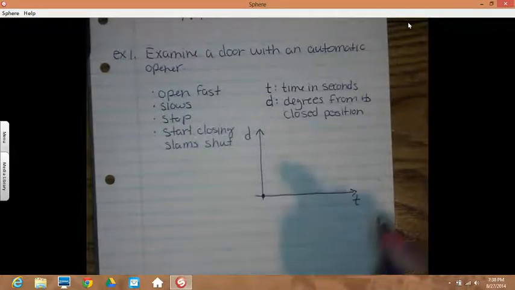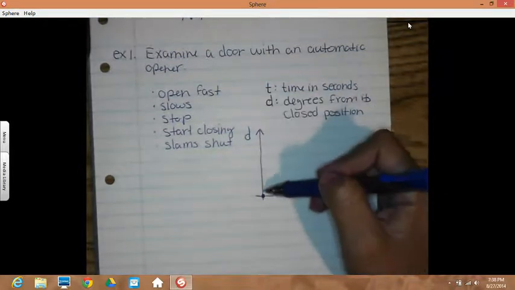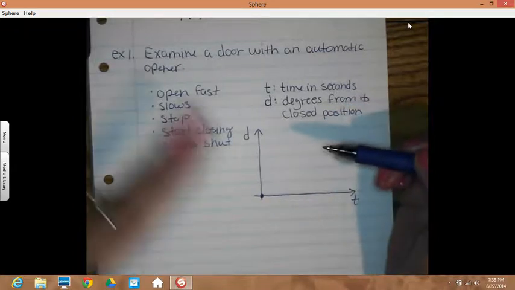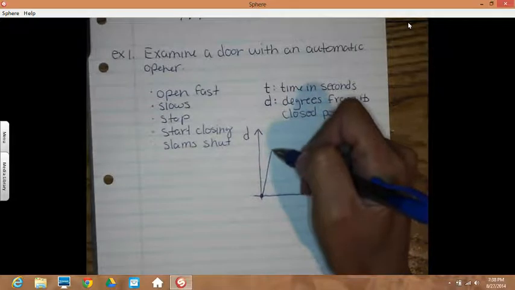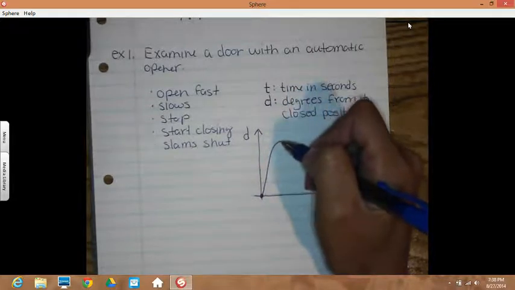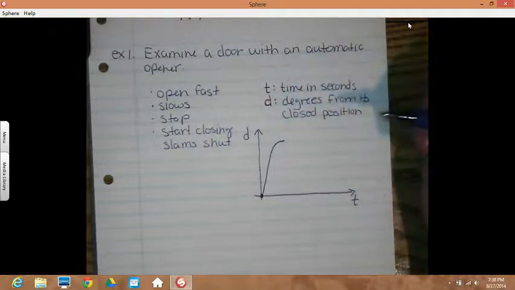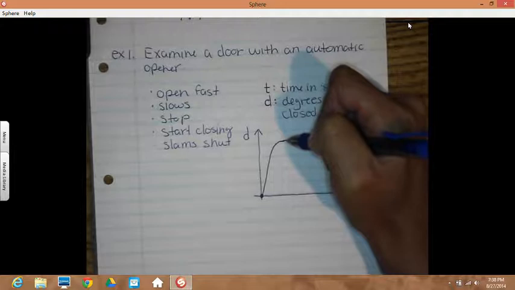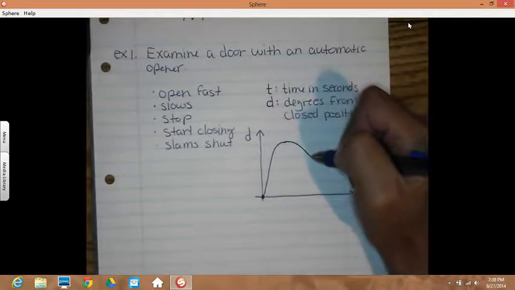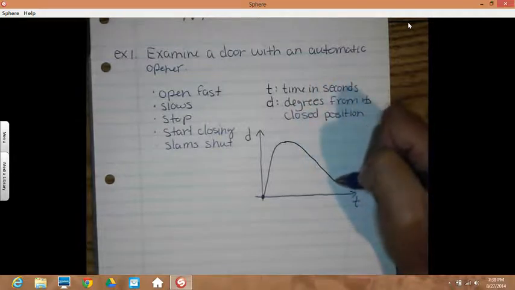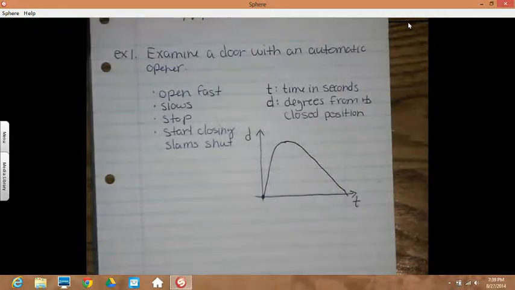Okay, so if it opens fast, that means we need to get to a high degree right away. It's going to quickly open. So that's an increase here. Then it's got to slow down before it stops. And then it comes closed again. And as it comes closed, they usually close slowly so they don't hit you in the feet on the way closing up. So I would say something like closing. And it slams shut towards the end there. Something like that would be my guess. So if you came up with something like that, you did a pretty good job.